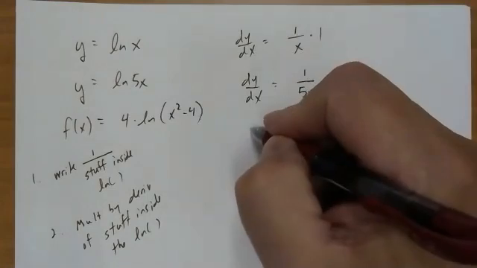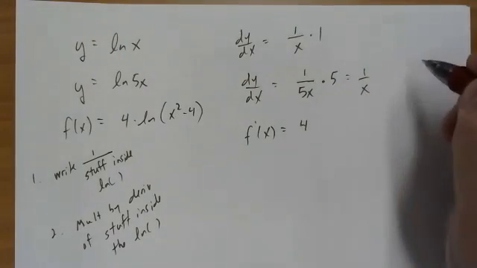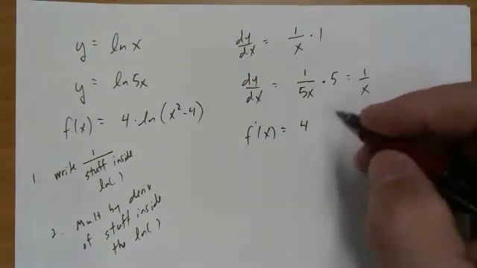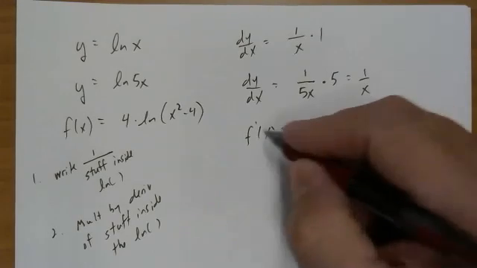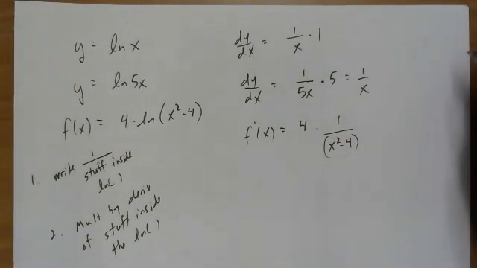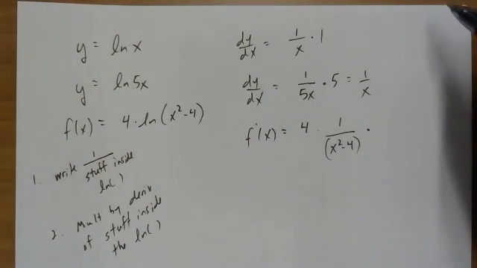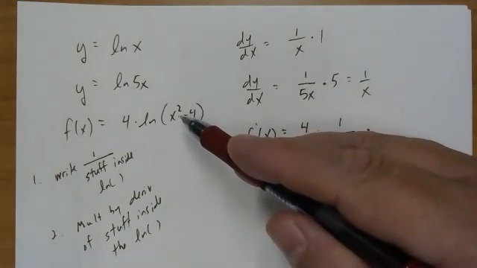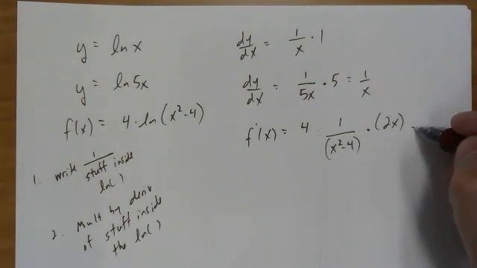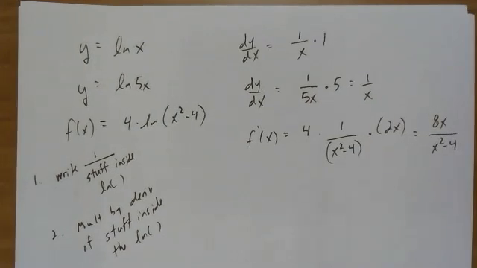And then as we get a little more complicated, the derivative of this: 4, it's a coefficient, tags along. Derivative of natural log of x squared minus 4. Once again, you put 1 over whatever is inside the natural log, and then you multiply by the derivative of what's inside the natural log. Derivative of x squared minus 4 is just 2x. So you would say this is 8x over x squared minus 4.